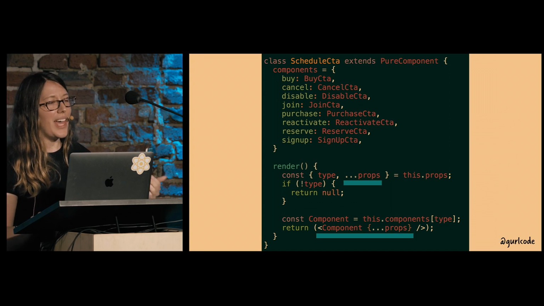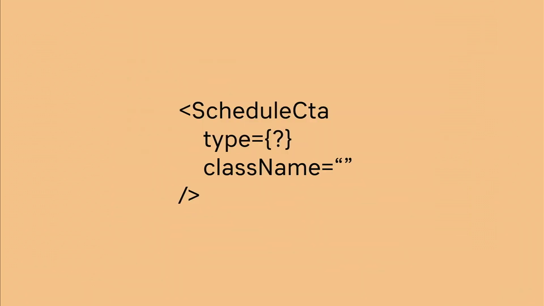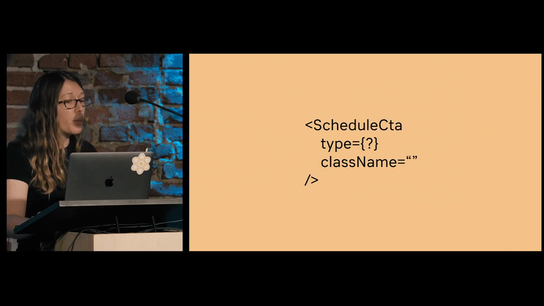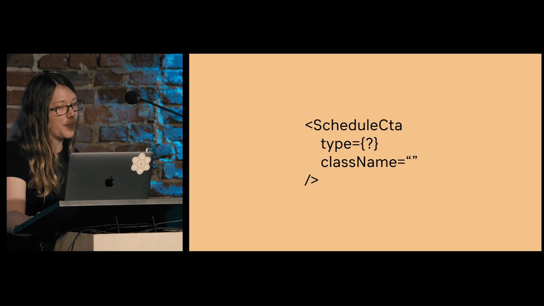Now, we only had one prop on the schedule CTA, the type. So what are these other props that we might pass in? Well, I kept calling it the ideal API because at some point it's going to change. We're going to need to provide some more props to it at some point, like, for example, we want to add in a class name so engineers can customize the styling.